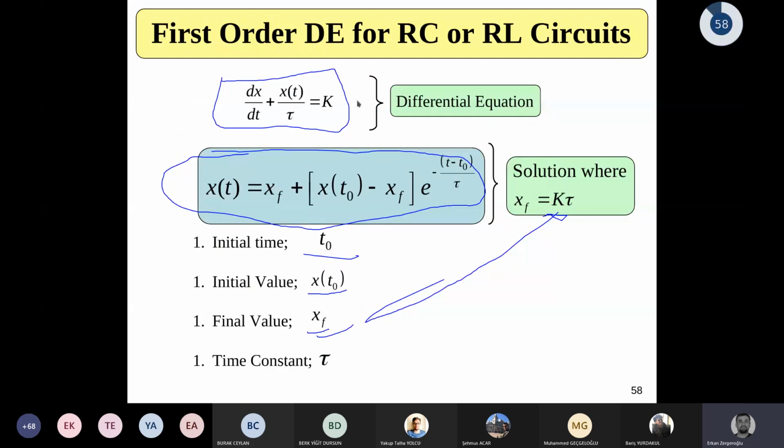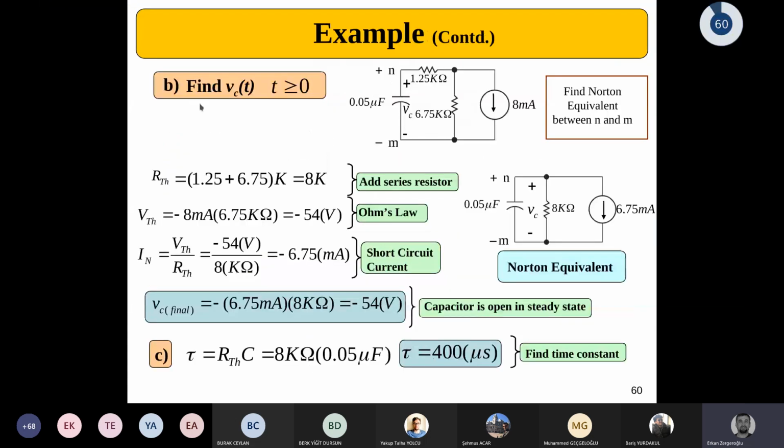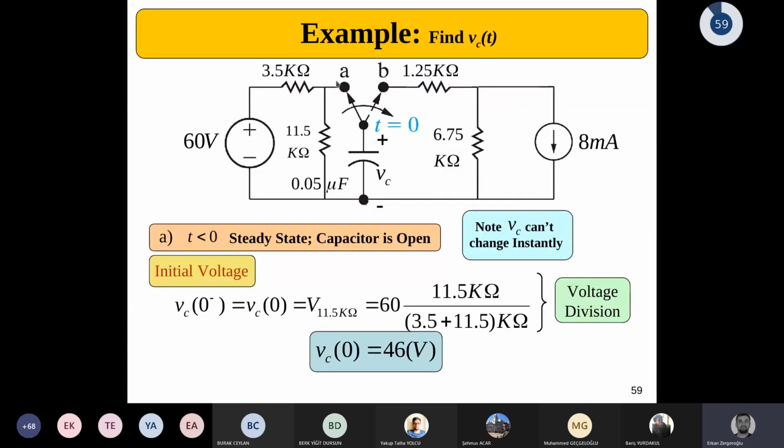Now, back to the circuitry. For t greater than 0, the circuit becomes something like this. This portion of the circuitry is now what we have to deal with.